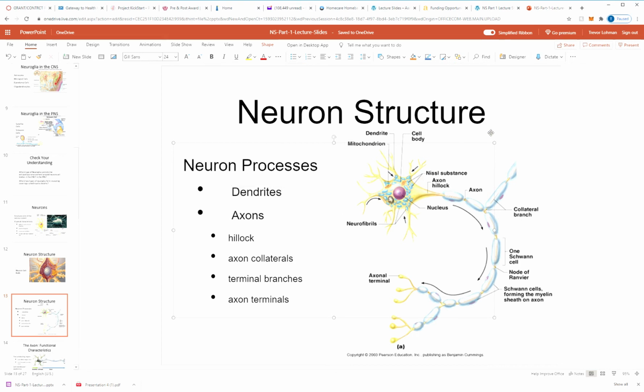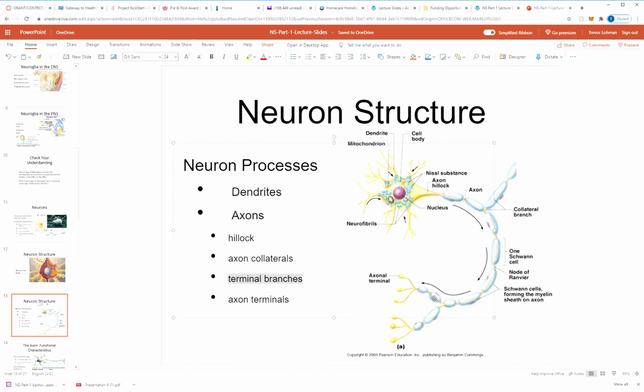So the first process coming out of the cell body is called the dendrite. So the dendrites in this photo are these short, non-myelinated processes, and there are several coming out of the cell body. The axon is this singular, much larger myelinated process, and it has several regions. It has a hillock, which is this funnel between the cell body and the axon. It can have collateral branches coming out at right angles that are rather large.